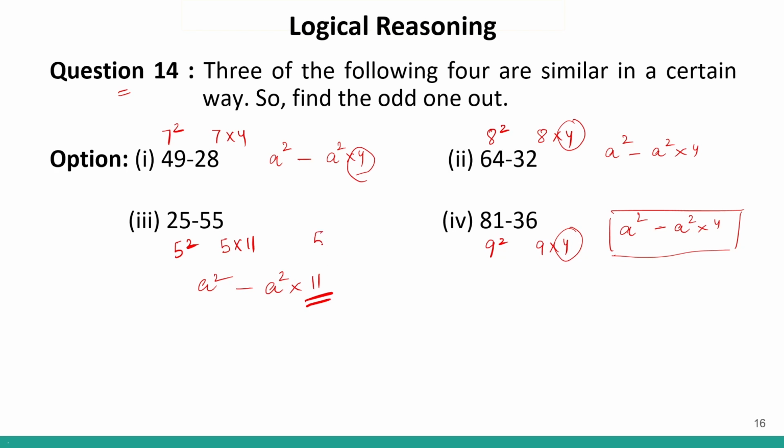So if it would have been, let's say 25 and 40, then it would be correct because we have 5 square and 5 into 4. Sorry, 20. 5 into 4. But the option is 25 and 55. Therefore, this is the one that is different. So, option number 3 will be the correct answer to this question. Clear?